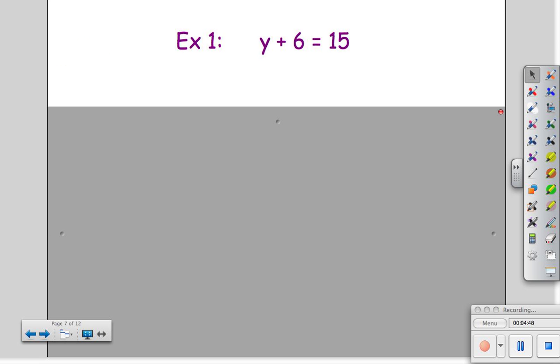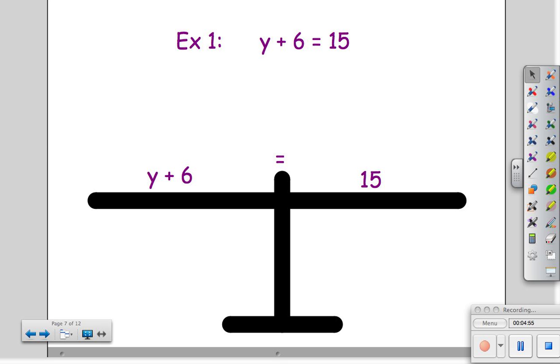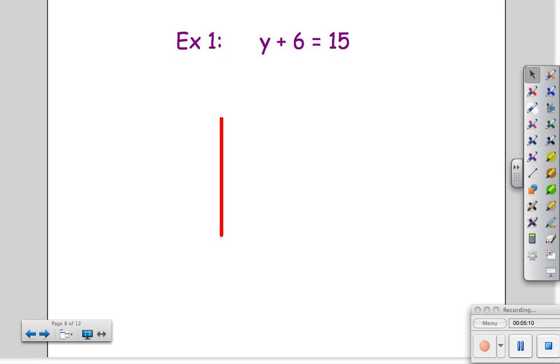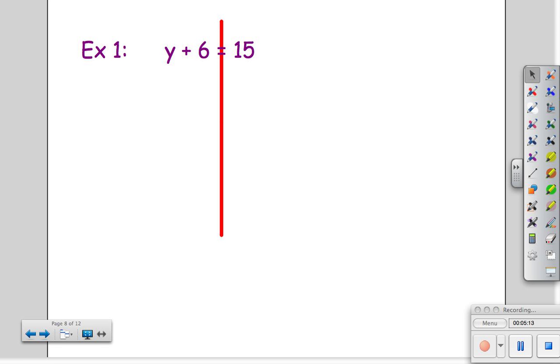Let's look at an example. Example 1, we've got y plus 6 equals 15. I want you to picture this being on a giant scale. And y plus 6 is on one side, 15 is on the other, and the equal sign is at that center tipping point in the middle. To help us keep that in mind, I want you, every time you do one of these problems, to draw a line through your equal sign. That's going to make sure we're using the same operation in the same amount on both sides.